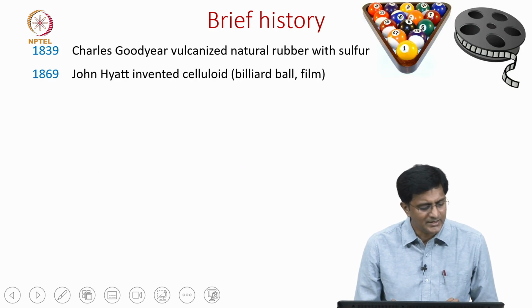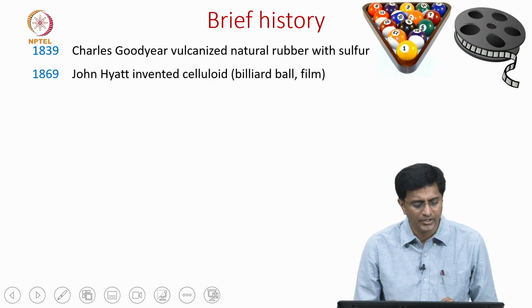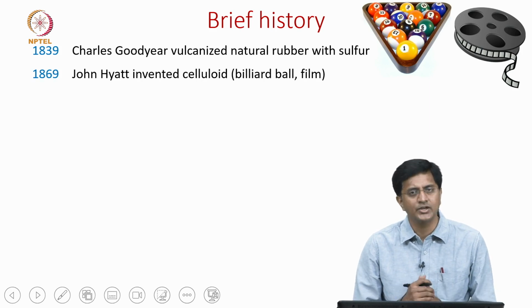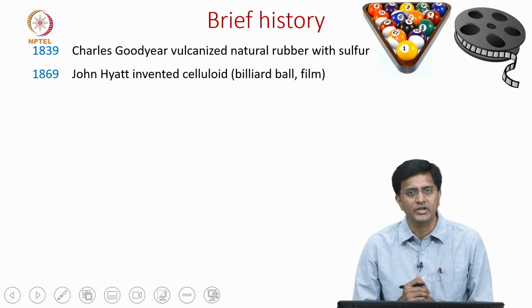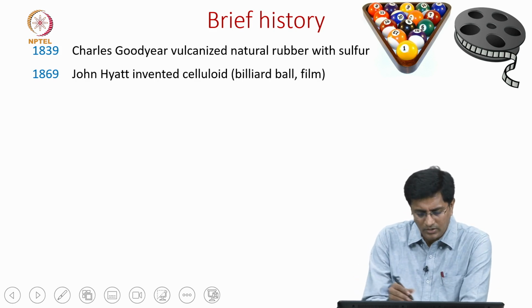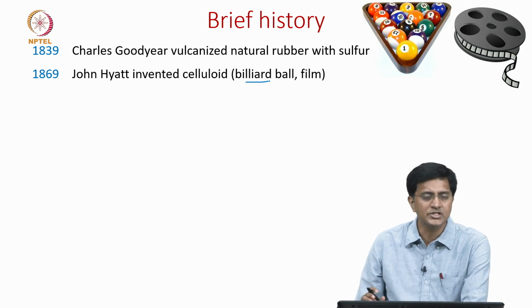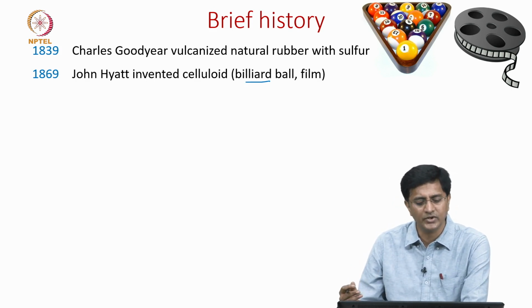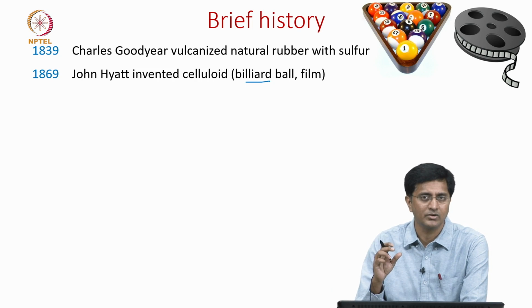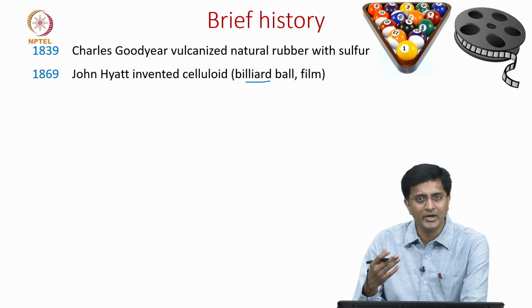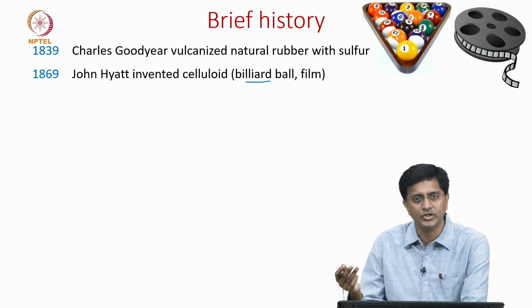Next, in 1869 John Hyatt invented celluloid. Celluloid is a very interesting material and it has a very interesting story. So, these are the billiard balls. In the 1860s there was a huge demand for these billiard balls because people started playing billiards in those days, and these balls are made of ivory coming from elephant tusk. So, there was a big demand for these billiard balls, but then there was a shortage because of limited natural resources.